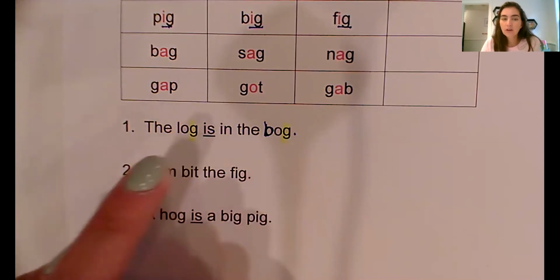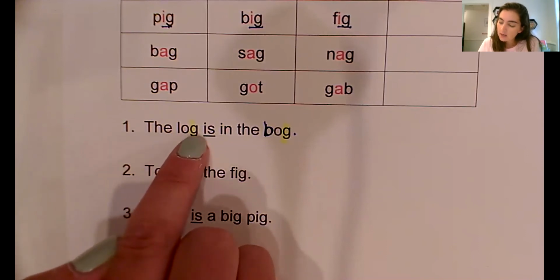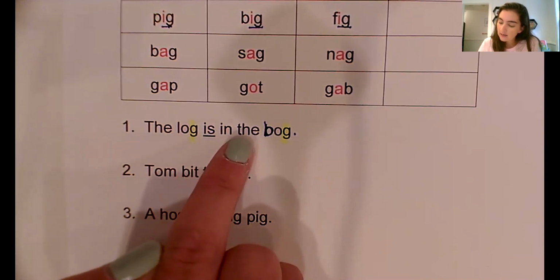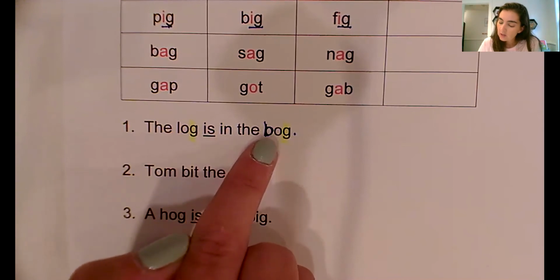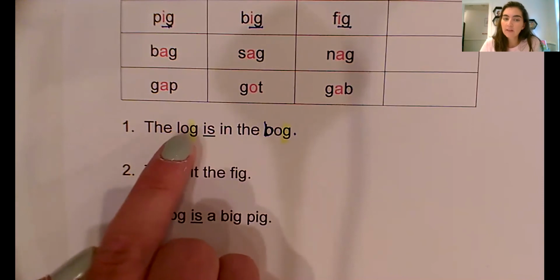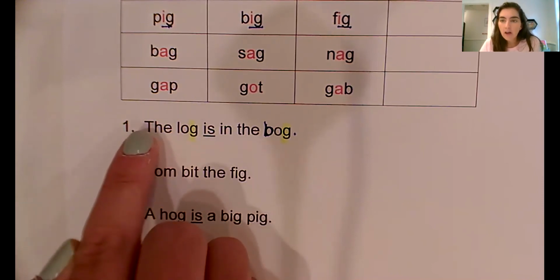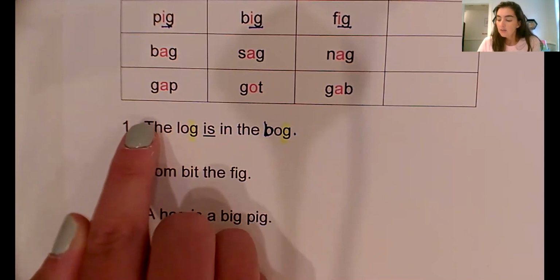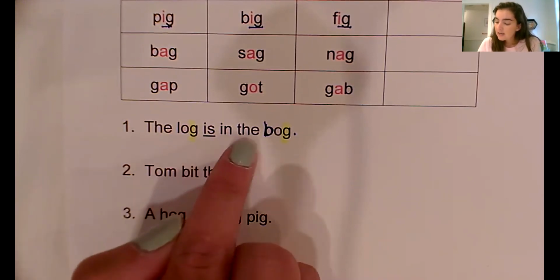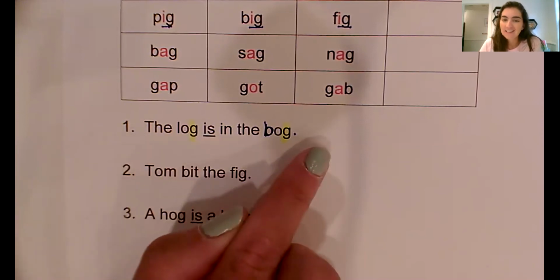All right, now try reading it aloud to me. The og is in the bog. Good job. Now I went a little bit smoother. Now that you know log and bog, let's try going a little smoother. The log, you try it. The log is in the bog. Well done. The log is in the bog.